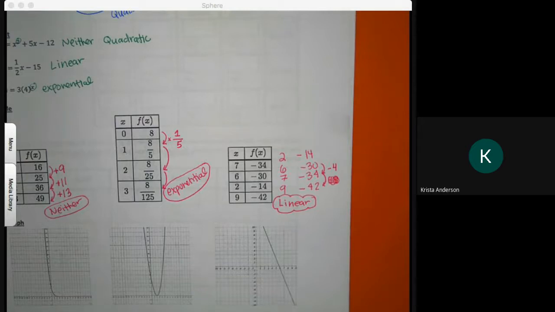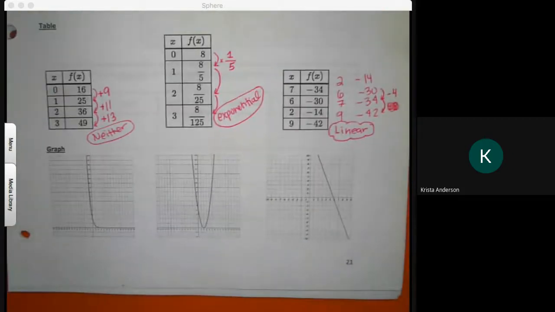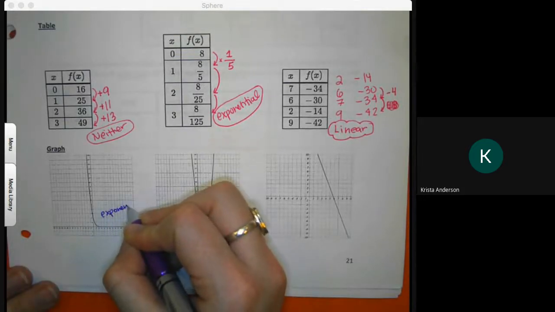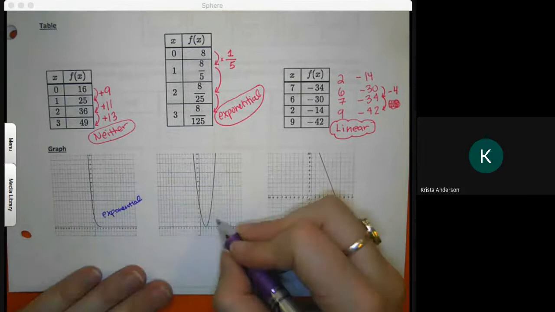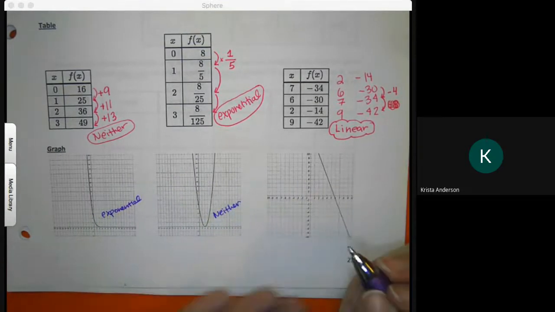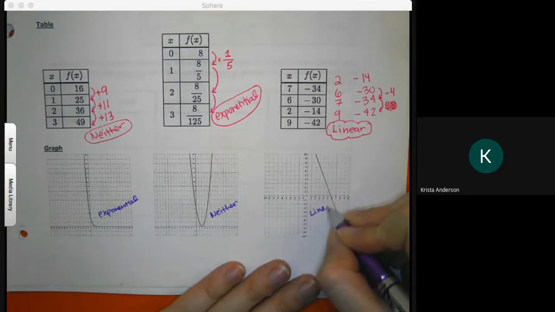Whenever they're adding or subtracting, it's linear. Multiplying or dividing, exponential. Now I look at my graph. The graph on the left, exponential, neither, linear.